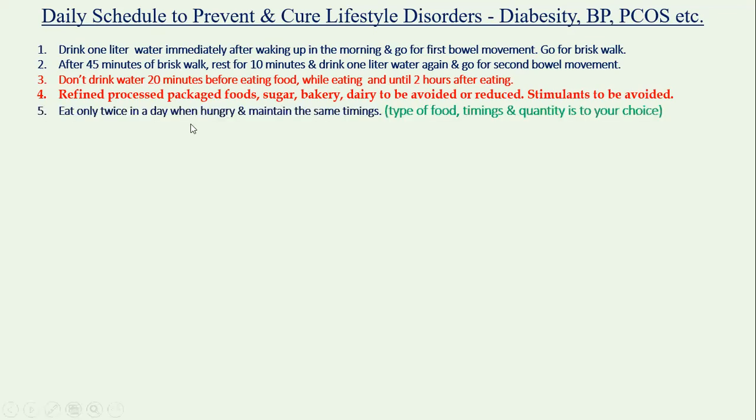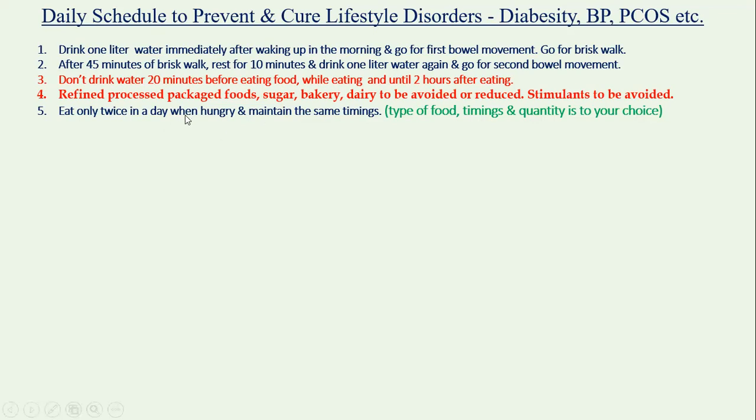Now, eat only twice in a day when hungry. This is very important, friends, and maintain the same timings. So, how do we adapt this lifestyle? Suppose presently people are eating a number of times. In the morning they have coffee, tea, then breakfast, then again coffee, tea in the office, lunch, then snacks, and then coffee, tea, night dinner, and some ice creams and all. So, multiple times eating is one of the reasons for all the health problems, especially insulin resistance and toxins in the body and constipation. All this because of this multiple eating.